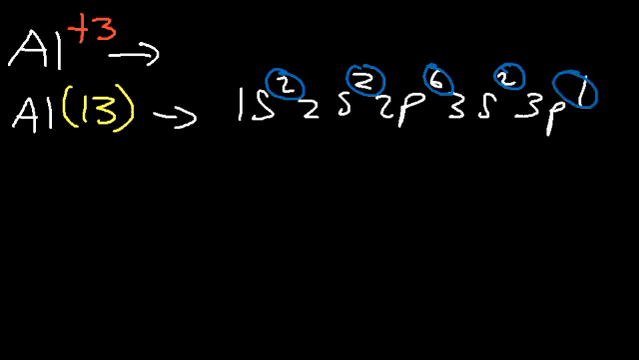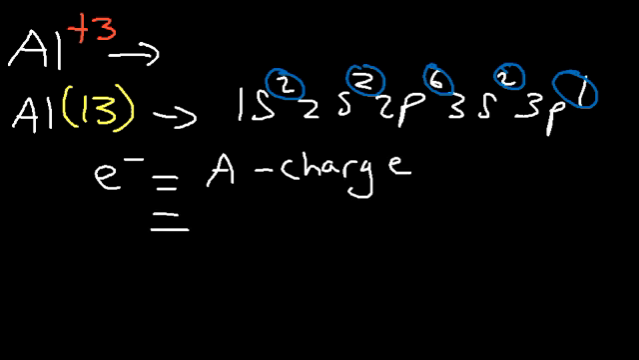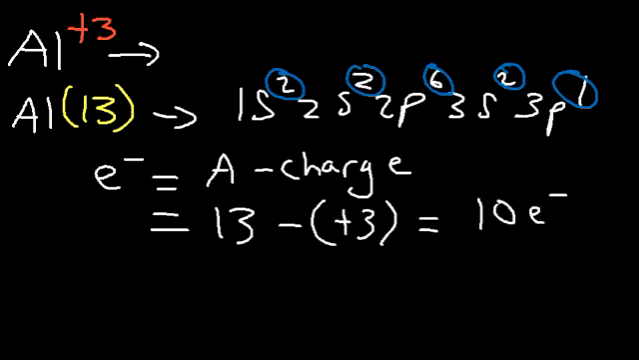How many electrons does the aluminum plus 3 ion have? Keep in mind, the number of electrons is the atomic number minus the charge. The atomic number of aluminum is 13, and if you subtract it by the charge of plus 3, aluminum has 10 electrons. So the exponents must add to 10. Therefore, we need to get rid of 3 electrons. So we need to get rid of the 3p1 electron and the 2 electrons in the 3s level.